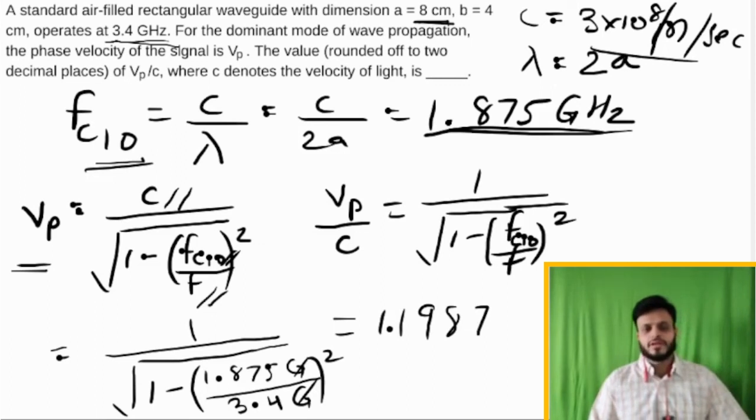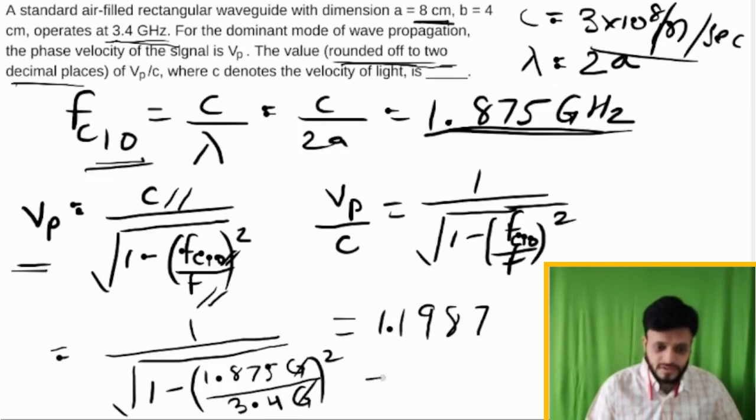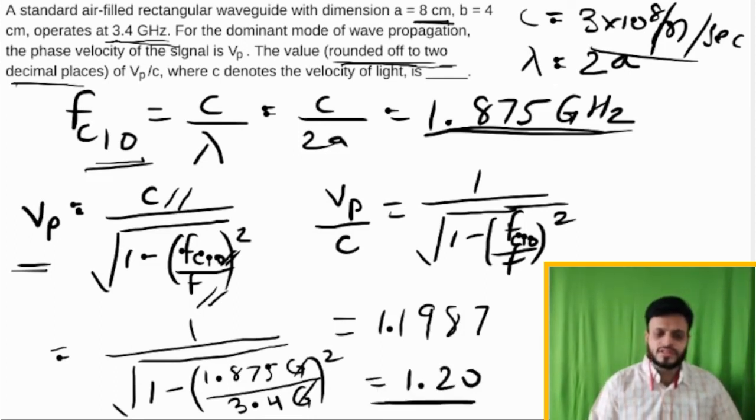1.1987 something. But in the question, as you can see, we have been asked to round off to 2 decimal places. So while rounding off to 2 decimal places, we will get 1.20. So this is our ratio of phase velocity to the velocity of light, that is Vp over c, as 1.20. So this is our final answer.